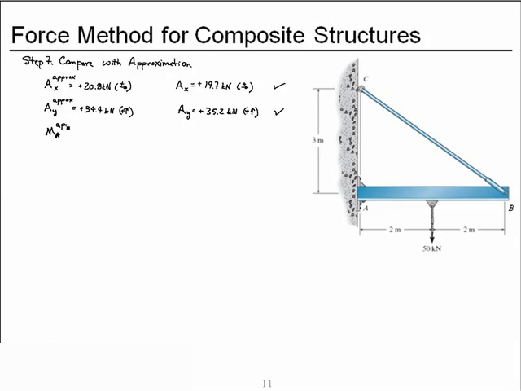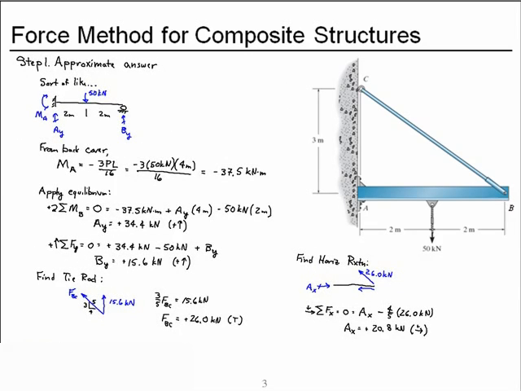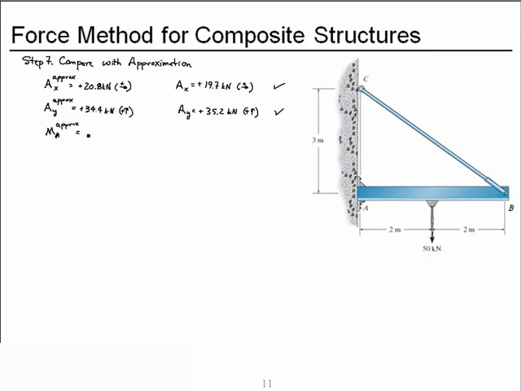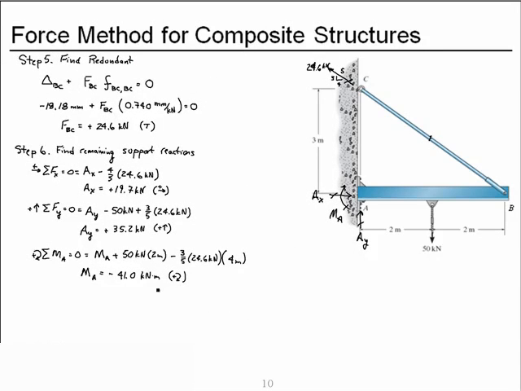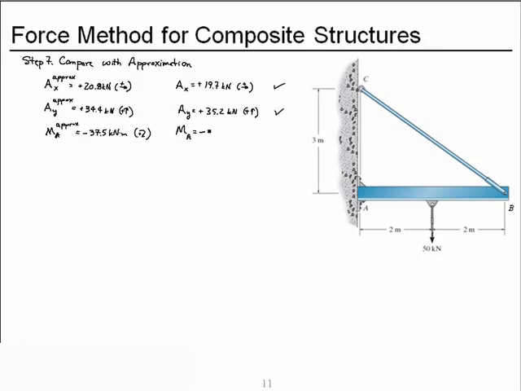For the moment reaction at A, our approximation was a negative 37.5 kilonewton meters. So not clockwise as we originally drew it. And from the force method, we found a negative 41 kilonewton meters, also not in the clockwise direction we'd originally drawn. These two quantities are also reasonably close.